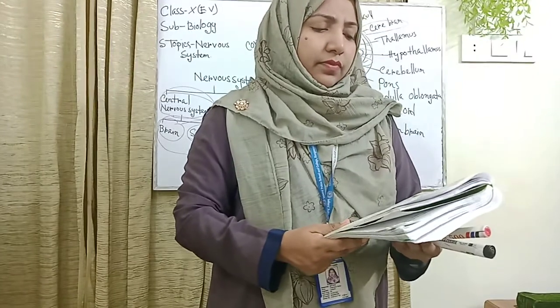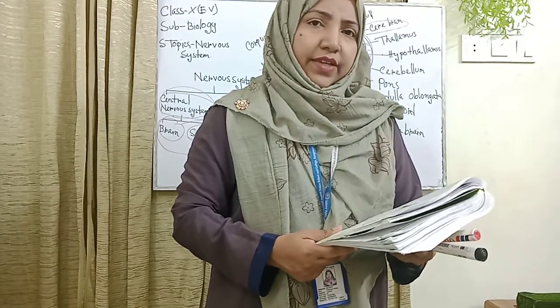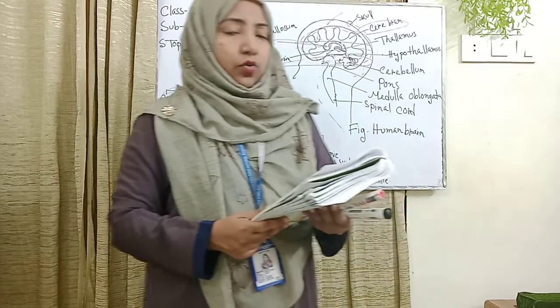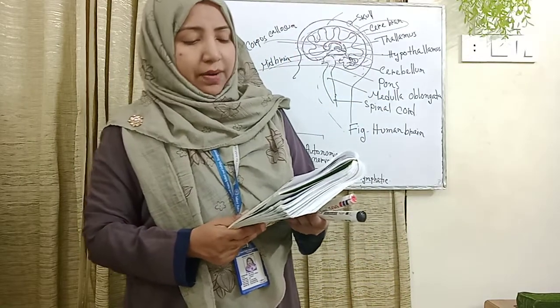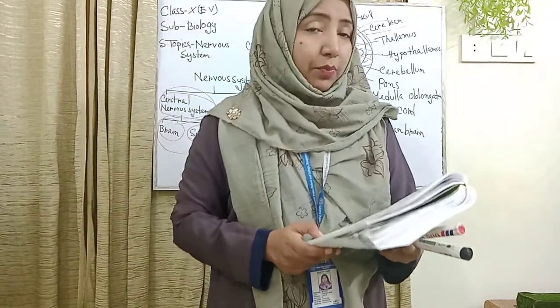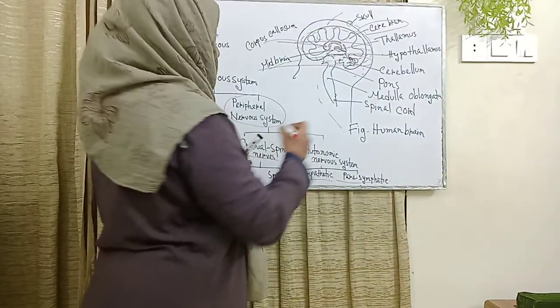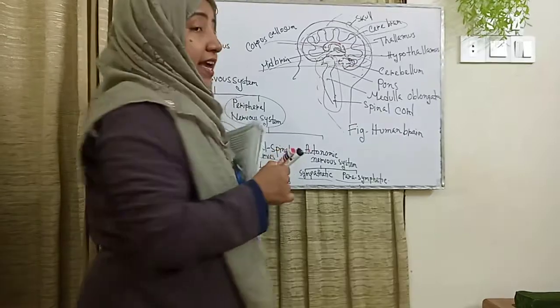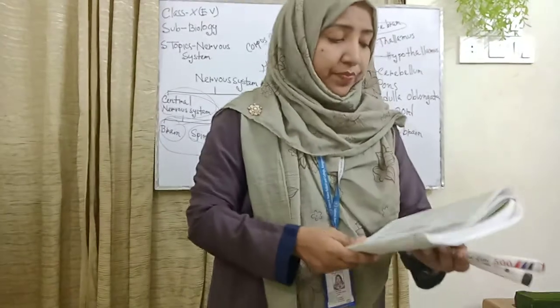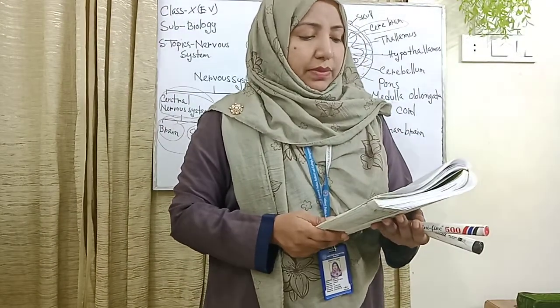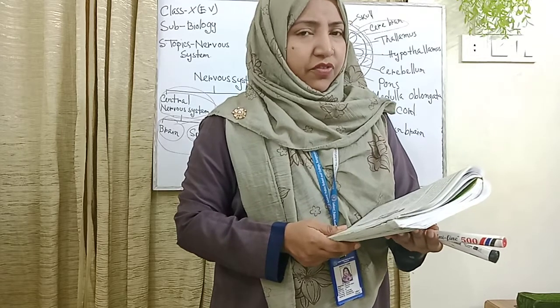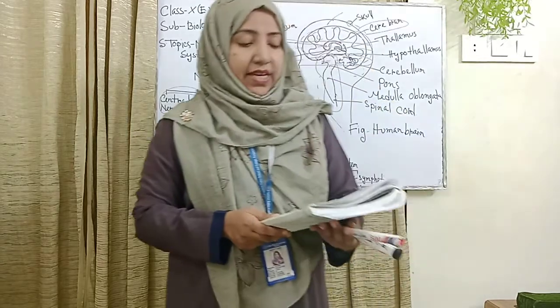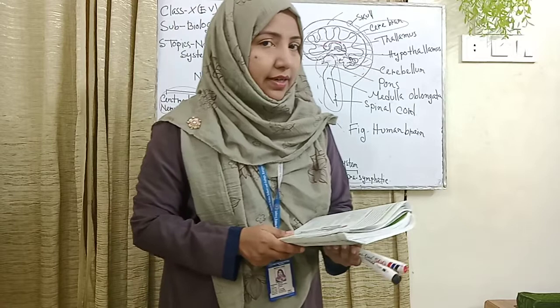Again, there is a cylindrical part located at the back part of the midbrain called the pons. This structure is the cylindrical structure, and another name for it is the pons. The pons forms a connection between the cerebellum and the medulla oblongata.